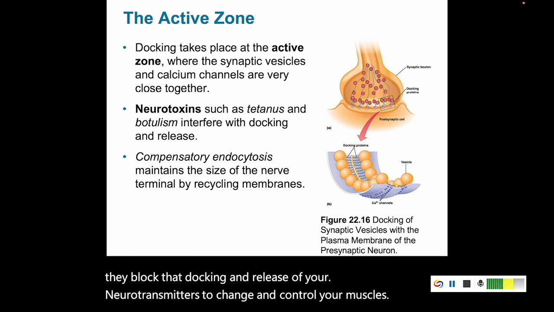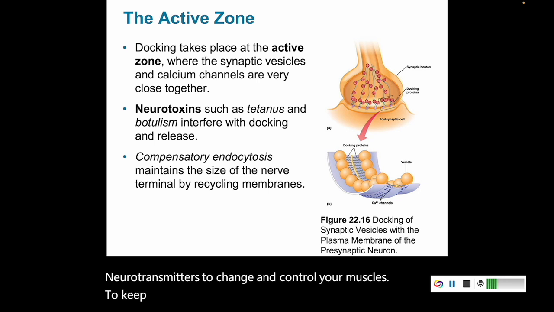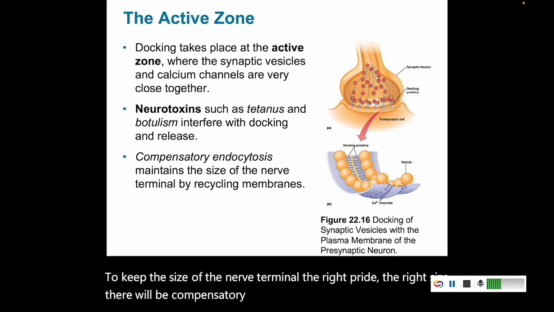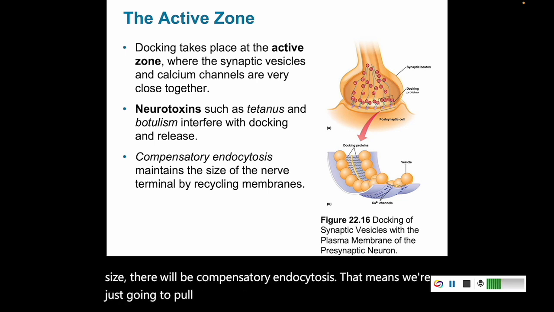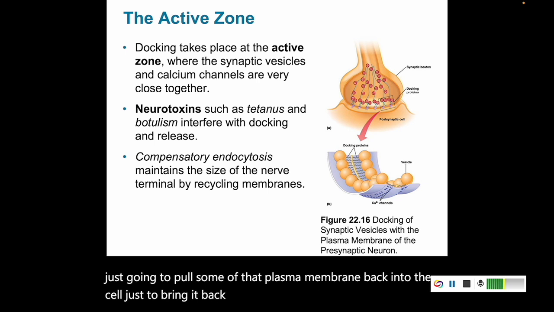To keep the nerve terminal the right size, there will be compensatory endocytosis. That means we're just going to pull some of that plasma membrane back into the cell, to bring it back in and maintain the proper balance of membrane in that cell.